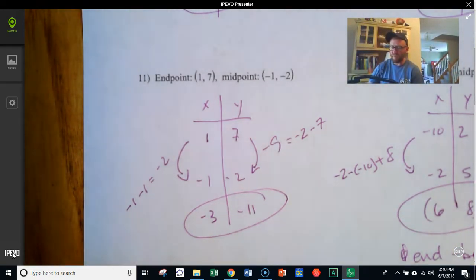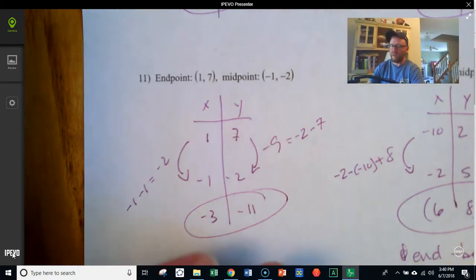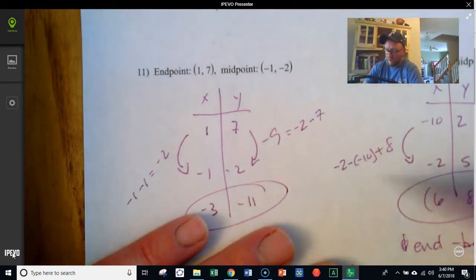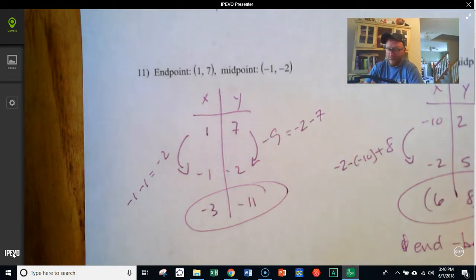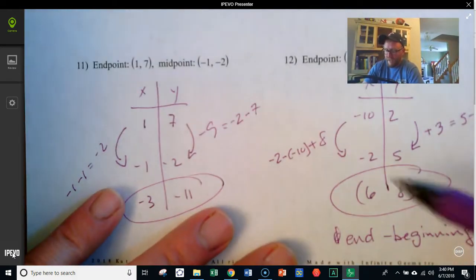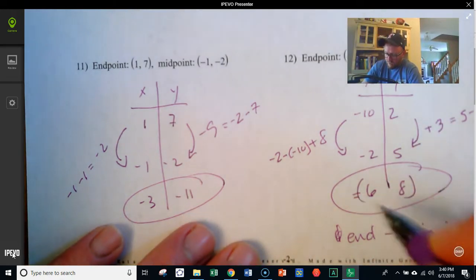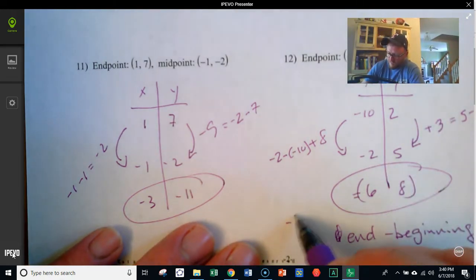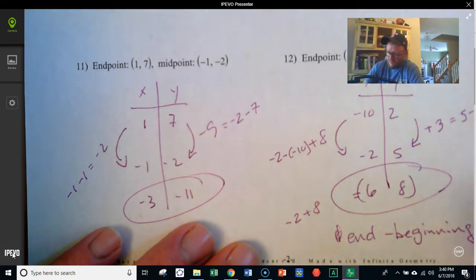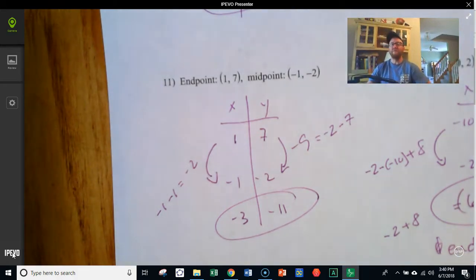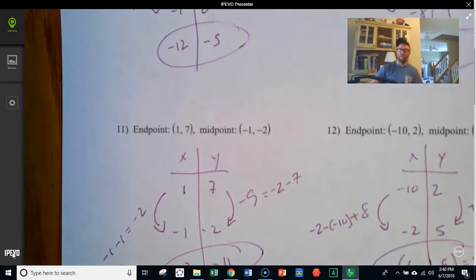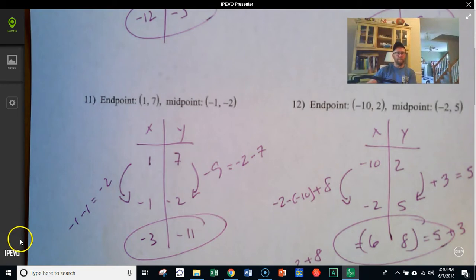So then, if you want to find out what the next point is, I just find out what my difference was, either by eyeballing it, counting spaces, or by calculating. And I add that much more on. So 6 is negative 2 plus 8, and 8 over here is 5 plus 3. Just add my difference to the midpoint to find the other endpoint. All right. Good luck.